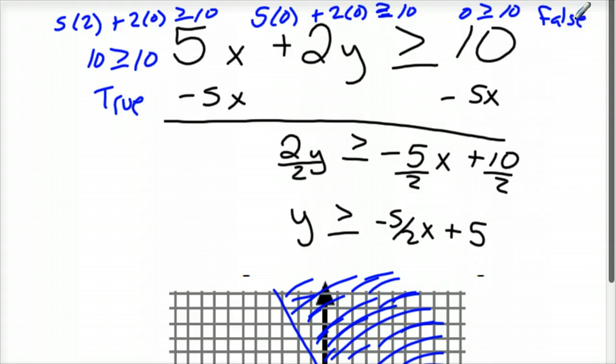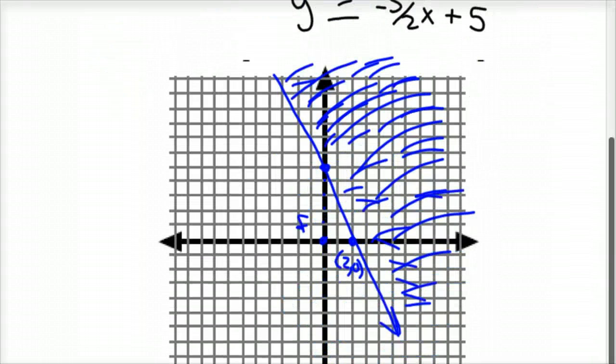So by shading that region in, you found every single point that would work in that equation without having to list the infinite possibilities out.